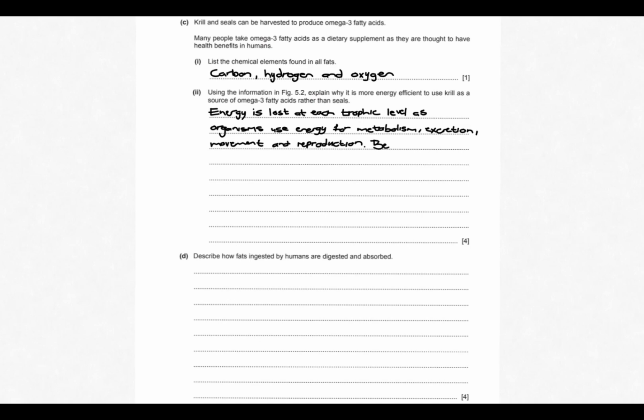by the orcas. So we can answer this question by saying energy is lost at each trophic level, as organisms use energy for metabolism, excretion, movement, and reproduction. Now, because krill is at a lower trophic level than seals, less energy would have been lost through the trophic levels. We then have question D that asks us to describe how fats ingested by humans are digested and absorbed.